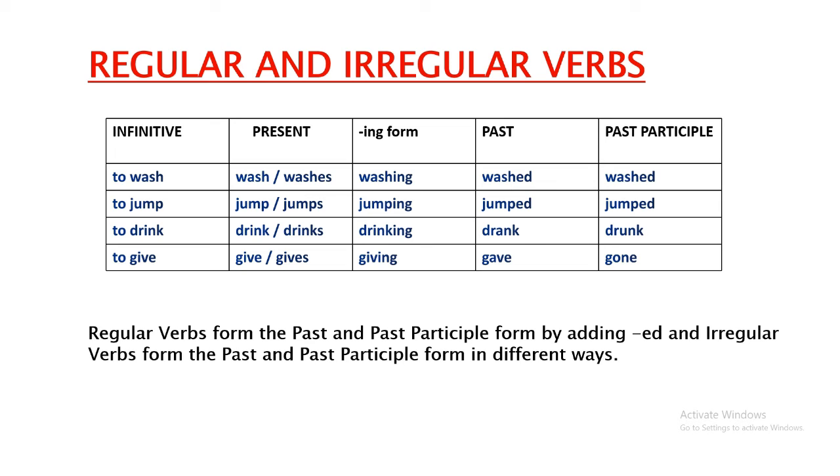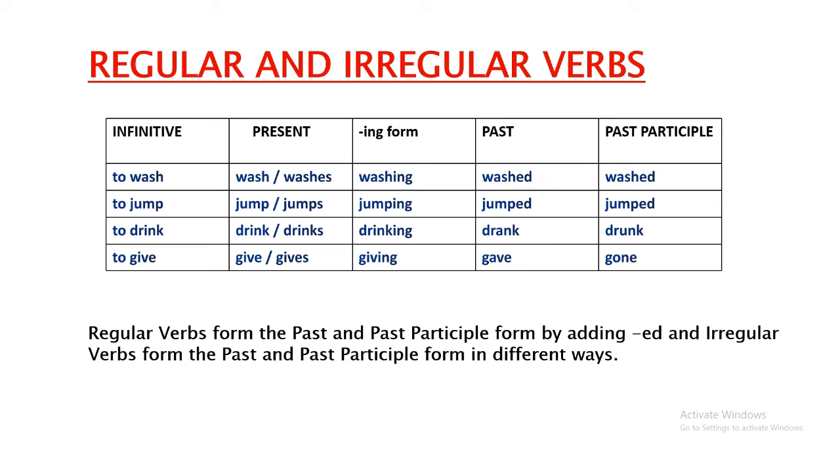Look at the examples given. To wash, infinitive form, to wash. The present tense forms are wash and washes. Washes we use with singular subjects, wash we use with plural subjects. And the continuous form is washing, and the past and past participle forms are washed. Jump, present tense form, jump, jumps. Continuous form, jumping. Past tense and past participle, jumped.